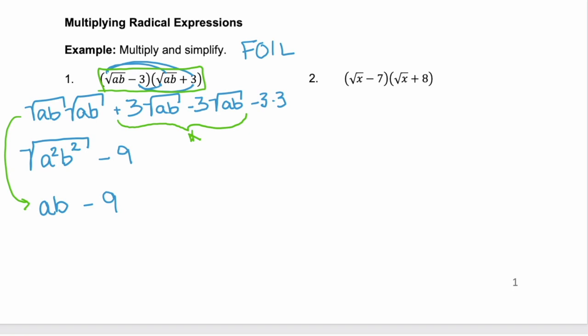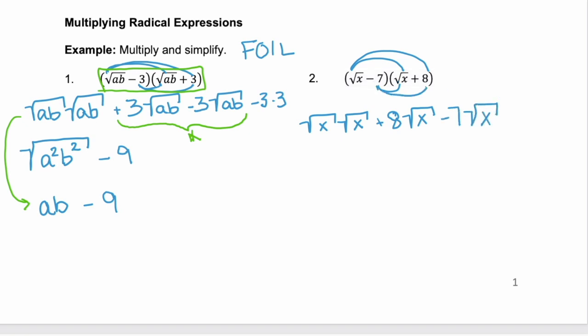Let's look at example 2. So again, FOIL. So multiply the first terms together. So square root of x times the square root of x. Then the outer two terms, that's plus 8 times the square root of x. The inner two terms, minus 7 square root of x. And then the last two terms, minus 7 times 8, which is minus 56.